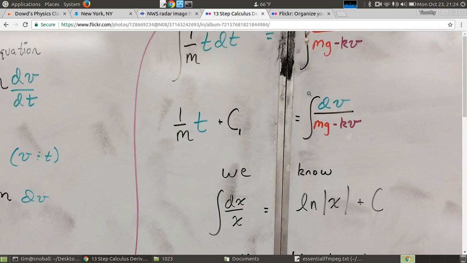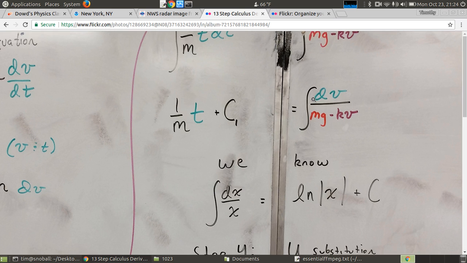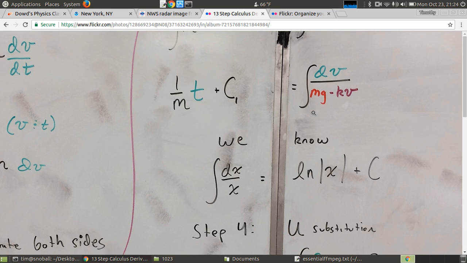And this is where we have to use a trick in calculus, which is that the way you do complicated integrals is you try to make them look like simple integrals that you know. Now, we know that the integral of dx over x equals the natural log of x plus a constant. Obviously, we don't know many integrals at all yet, but that's one of the very simple integrals that you'll be learning in calculus, and it's one of the ones given on the AP Physics equation sheet.